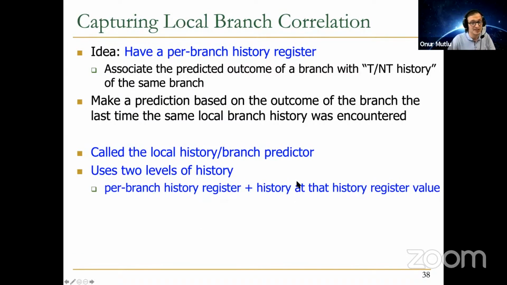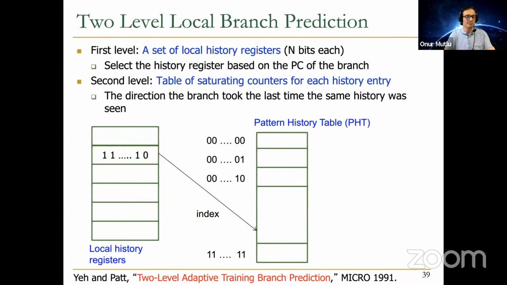The first level of history is the per branch history register. And the second level of history is the history at that history register value, meaning last time this history register value was seen, was this taken or not taken, or is this going to be strongly taken or weakly taken, etc. So the same thing that applies to 2-bit counter predictors or n-bit counter predictors applies on a per branch history register value, if you will. And it looks like this, basically.